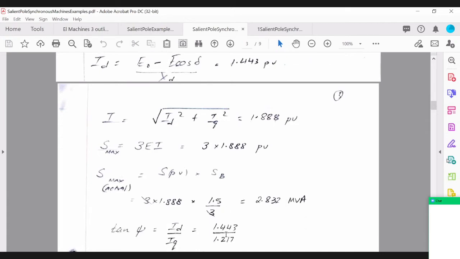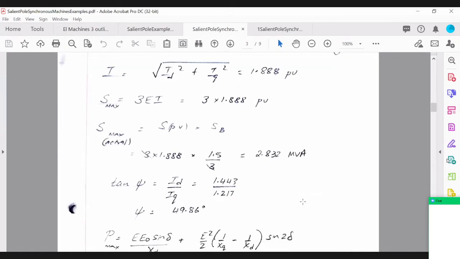And I've converted it to the actual value. So that's your base power, which is 1.5 divided by 3, multiplied by the per unit power here, and you end up with 2.832 MVA. So that's the maximum actual apparent power of the machine.